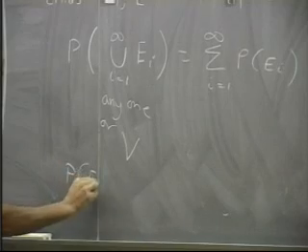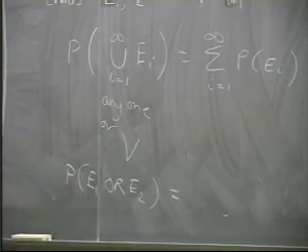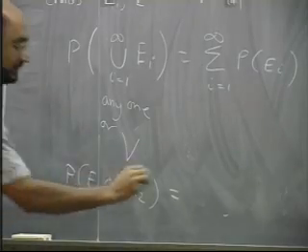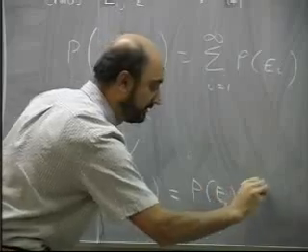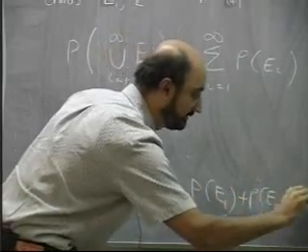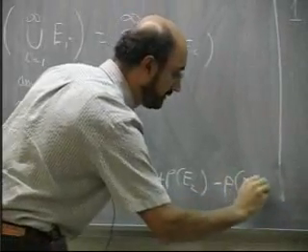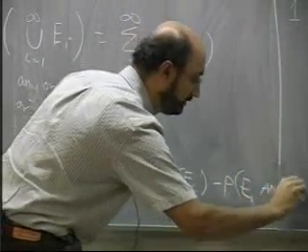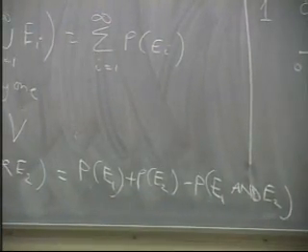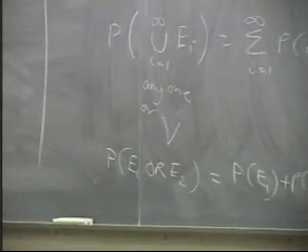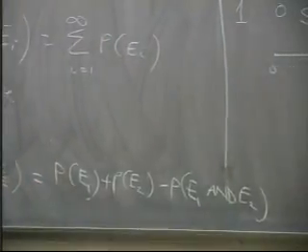Another way of representing this, which is also commonly used, is the probability of E1 or E2. And now I'm not saying they're mutually exclusive. For any two events, it's the probability of E1 plus the probability of E2 minus the probability of E1 and E2. So you're saying if you have two events and they're not mutually exclusive, that's fine. We can add them up, and then you subtract away the common part.